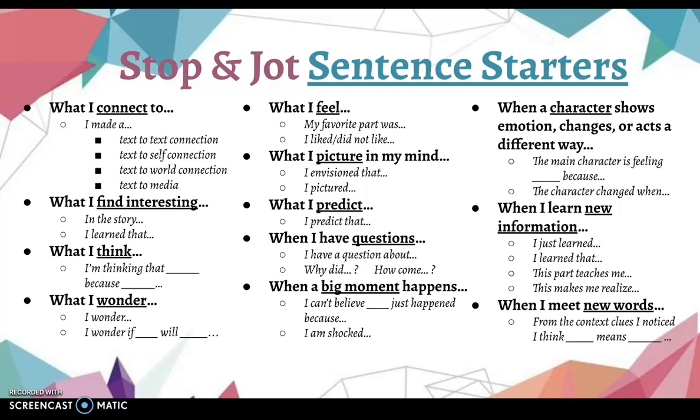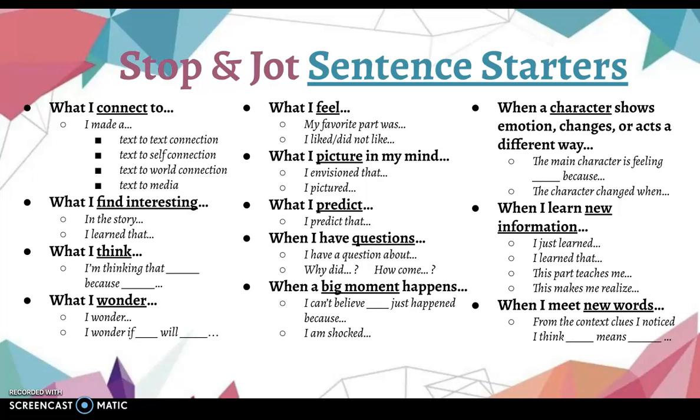Maybe you had a favorite part when you're writing about a feeling, something that you liked or did not like. Maybe you're writing about something that you envisioned with a mental movie, something that you pictured. A prediction, you can write, I predict that this will happen because. Any questions you have, you can use important question words like how, why. When a big moment happens, the most exciting part of the story, maybe you can't believe blank just happened because, or maybe something shocked you.